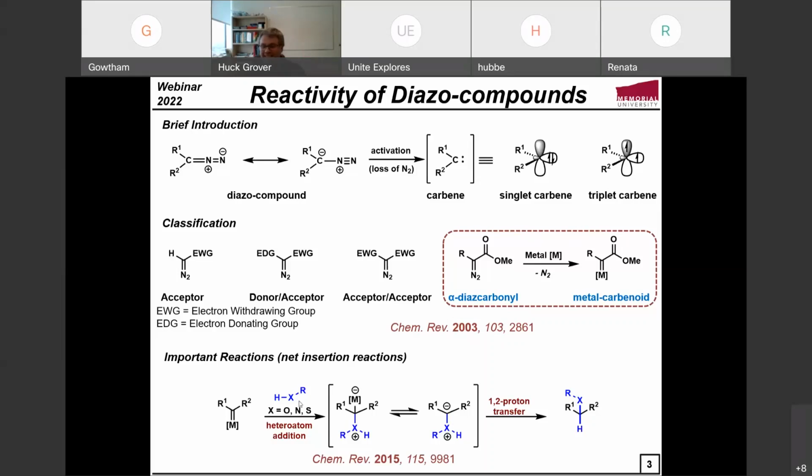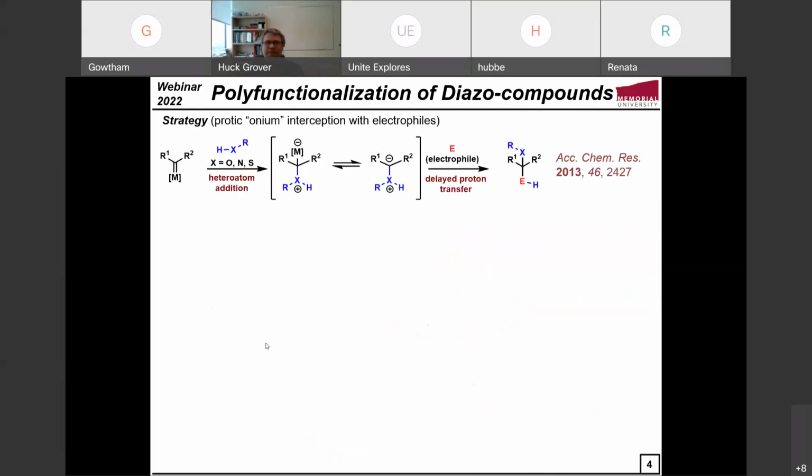Well, in essence, we can see this in the area of heteroaromatic additions. For example, if you had that same heteroatom add to your metal carbenoid, and then you trap the corresponding zwitterionic intermediate with some sort of electrophile to generate a new sigma bond via a delayed proton transfer type approach. And this has been well-established research for heteroatom nucleophiles.